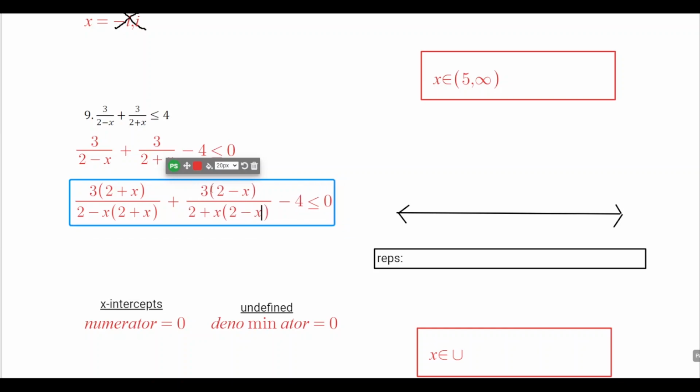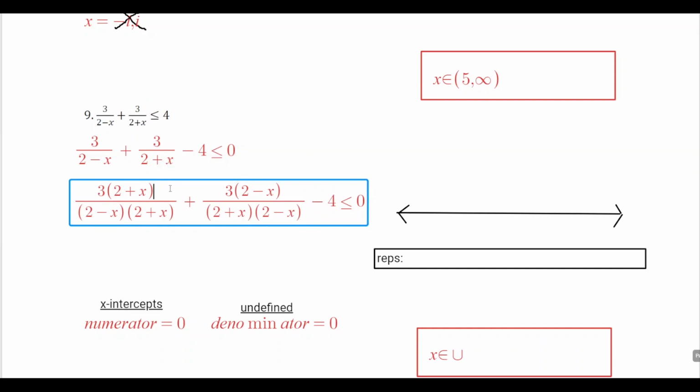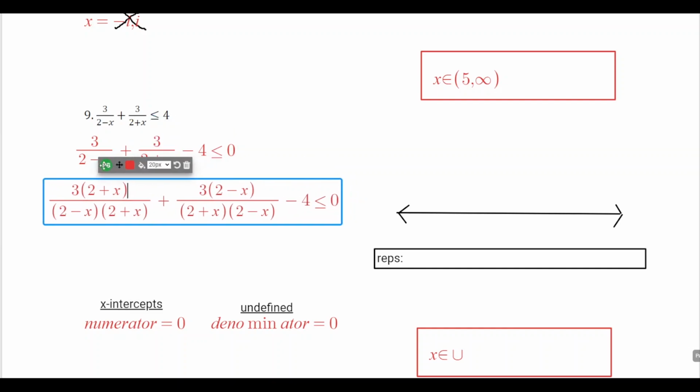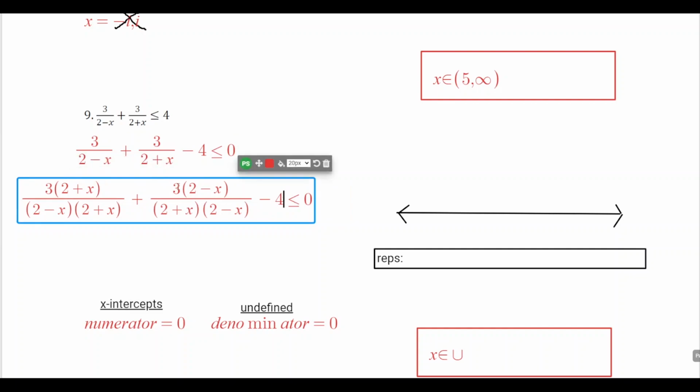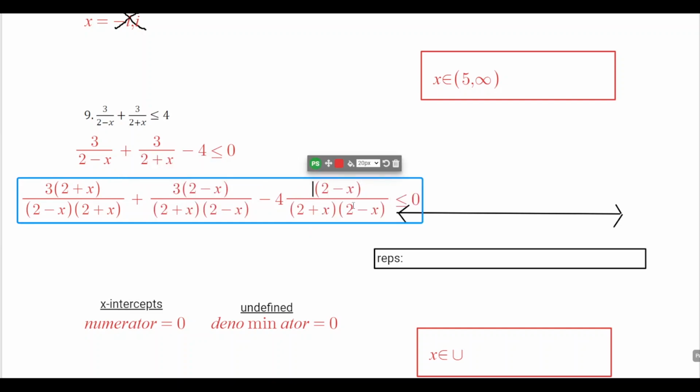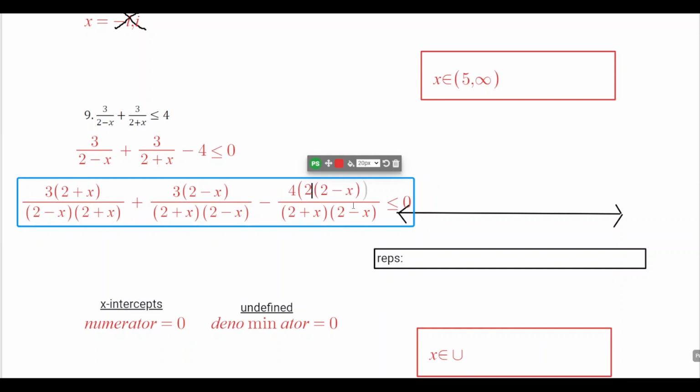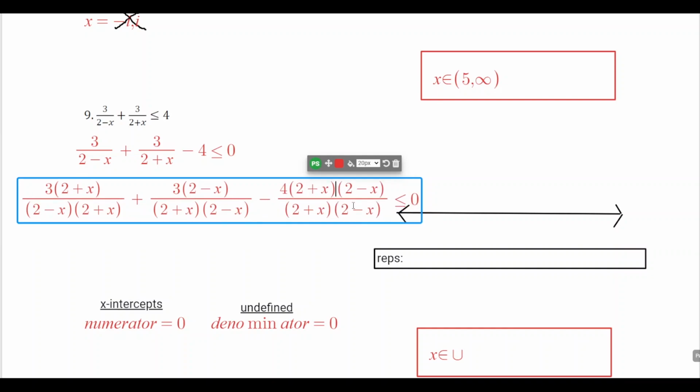And I'm going to have to put these in parentheses to make sure my order of operations doesn't get messed up. And then I'm going to need to do the same thing with the 4, but I'm going to have to multiply both of these. So we're going to have really minus 4 times 2 plus x times 2 minus x, like this. Okay. So wow, this did get a little out of hand here.